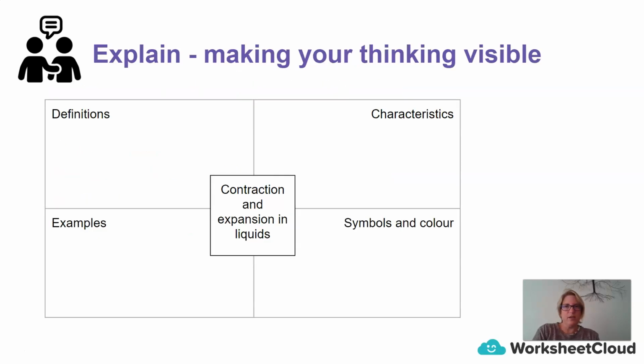So one good thing to do is try and make your thinking visible, and that is to draw a diagram that you see here. So you can draw a rectangle with a smaller square inside it, and the theme you put in the middle square. So the theme of today's lesson was contraction and expansion in liquids. And then what you can do is write all the definitions that link up to that. So you can define contraction and expansion and what it means to be a liquid. You can give examples of where we have expansion and contraction in liquids.